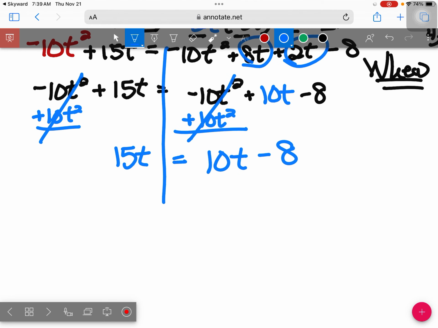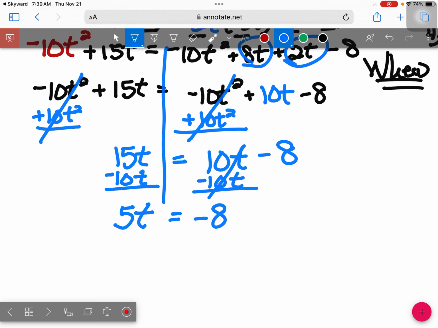Hey, I've got t's individually on the same side. Let's move them over to the other side, because this is just a number. We want to keep that number. So how do I move 10t to the other side? Yeah, subtract 10t. Whatever you do to one side in an equation, you have to do to the other. The 10t's cancel out. I am left with 15t minus 10t, which is 5t equals -8.